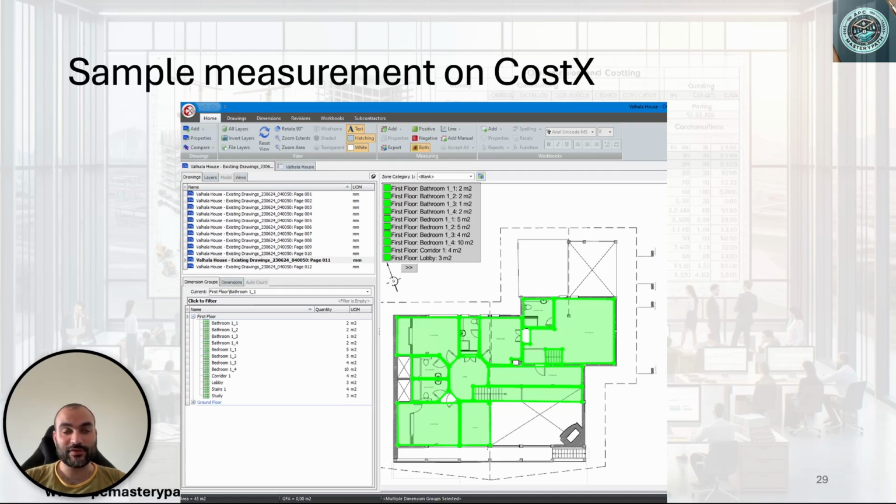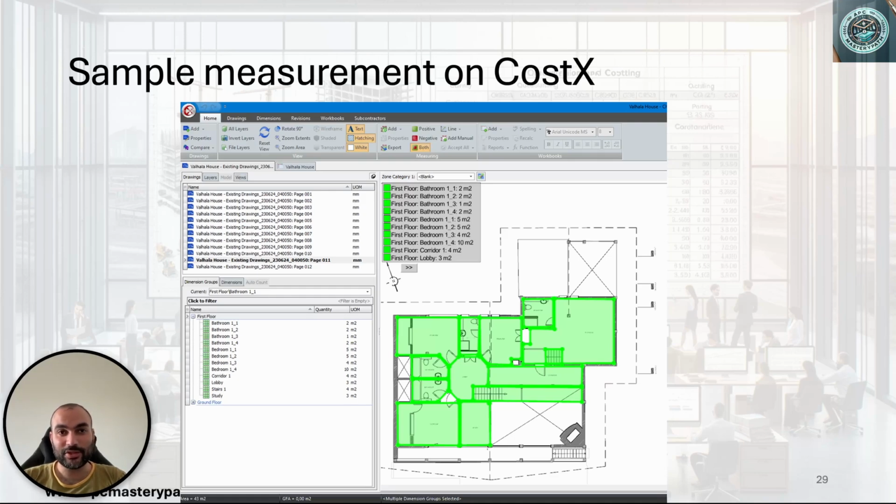and then the estimator or the quantity surveyor will have to create layers or dimension groups, and each and every single dimension group is going to be used for measuring specific bits and pieces. For example, on the screen we have a wide variety of rooms, and the thing that is measured here is the area of the room.